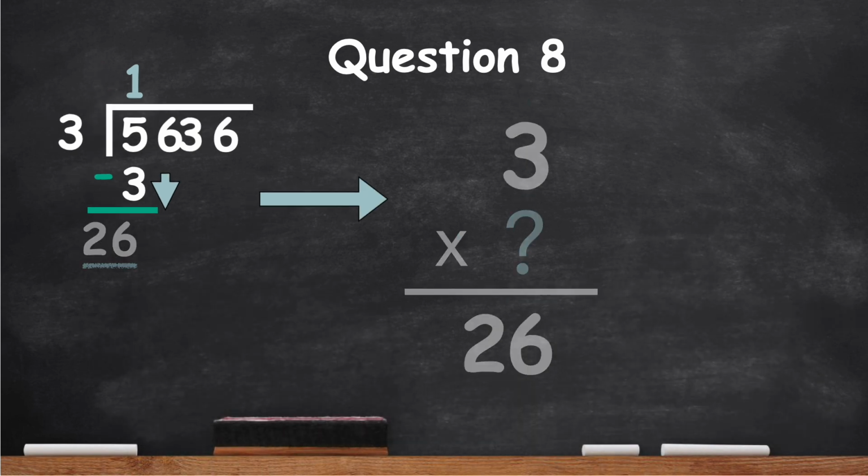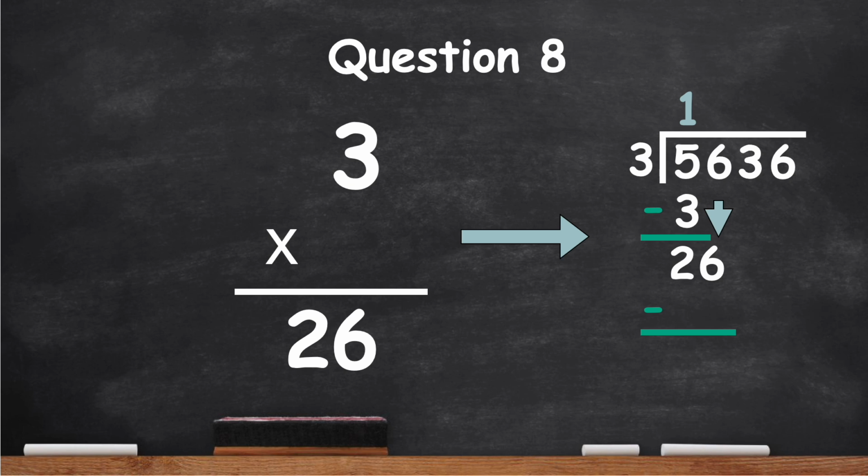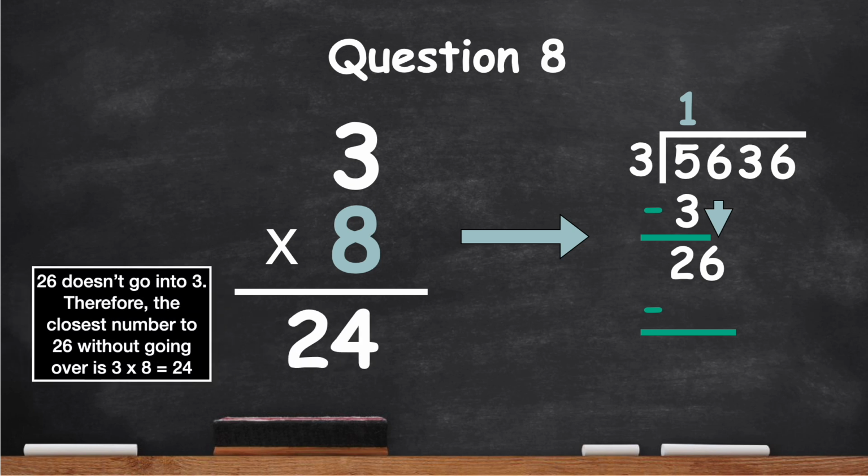So 3 times what gives you 26? The answer is 8. 24 is the closest number to 26 without going over. So again, 26 doesn't go into 3. Therefore, the closest number to 26 without going over is 3 times 8, which equals 24. We're going to put that 8 right on top of the 6. And now 3 times 8 equals 24. So we're going to put the 24 under the 26. And now we're going to do 26 minus 24. 6 minus 4 gives you 2. So 26 minus 24 equals 2.